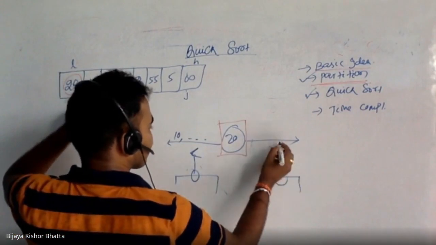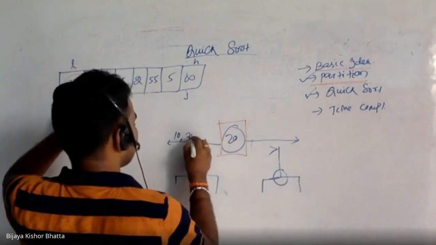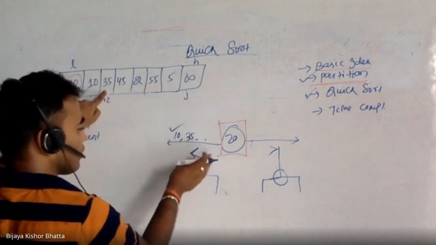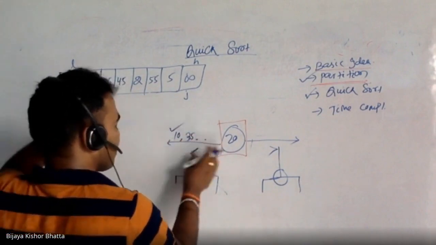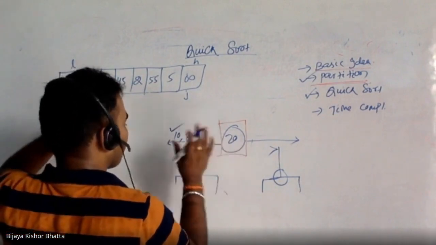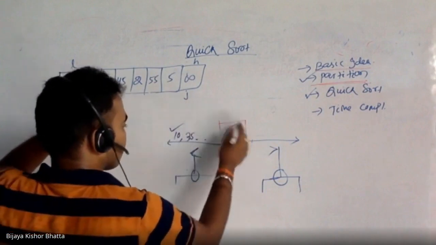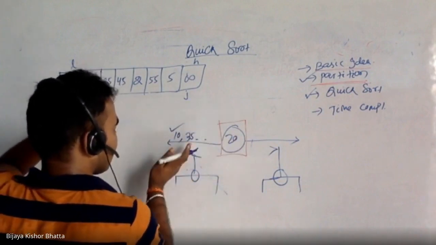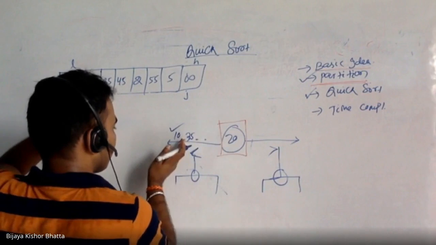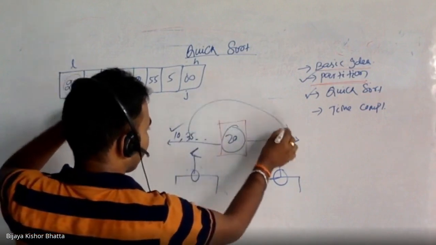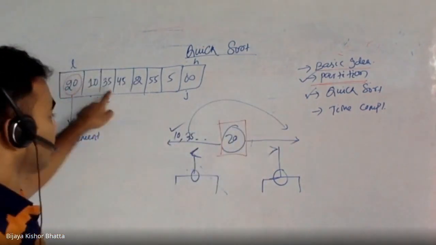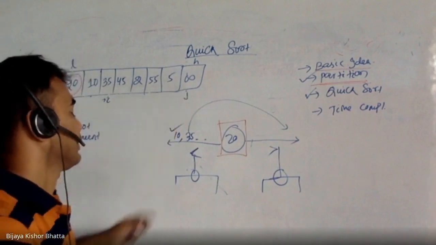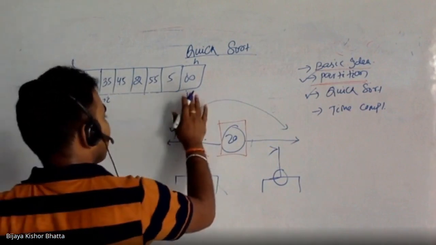So that means I need to, this is my 35, 10 is in the right direction because it is less than, but 35 is on the left hand side, so I am doing a partitioning. All the elements less than 20 should be present in this side. So 35 should go to that side, but where will 35 go? Let's try to understand. The same logic I will apply.